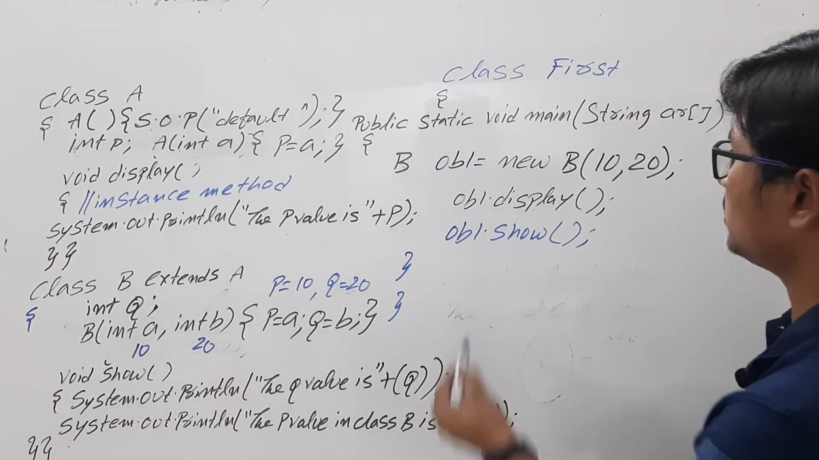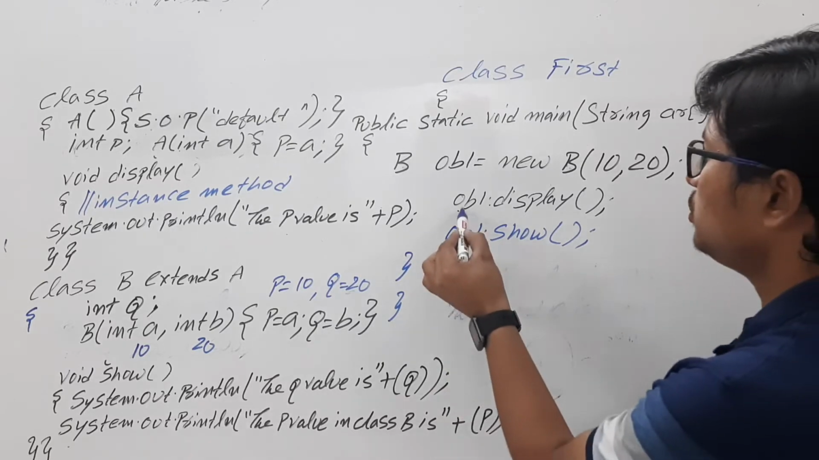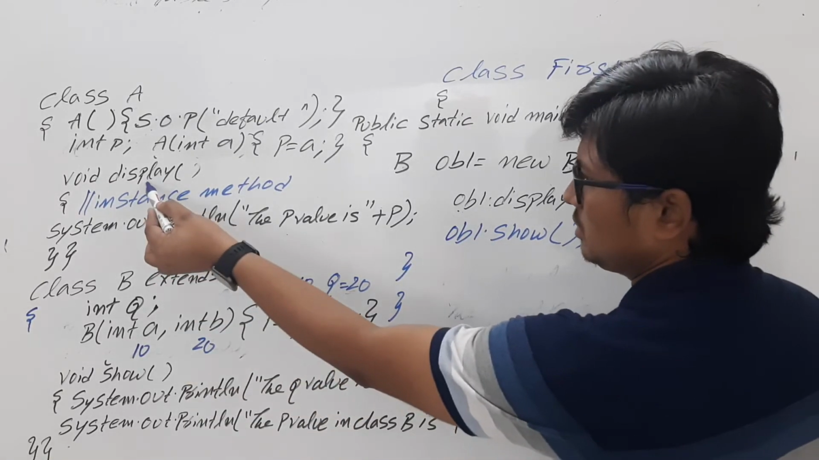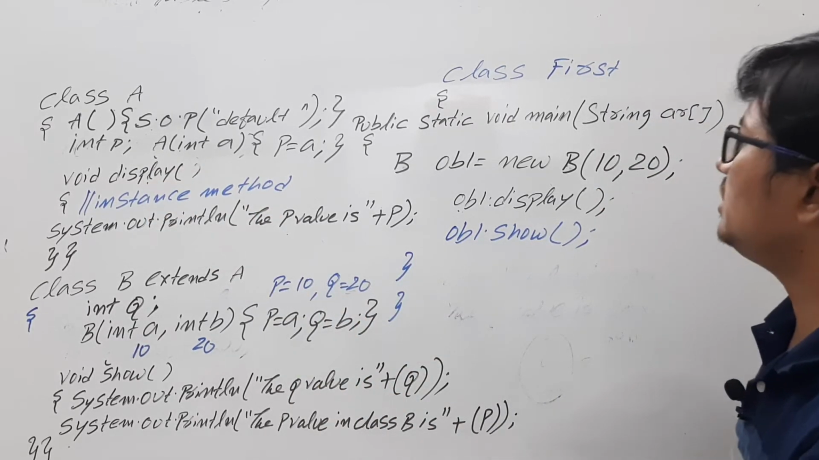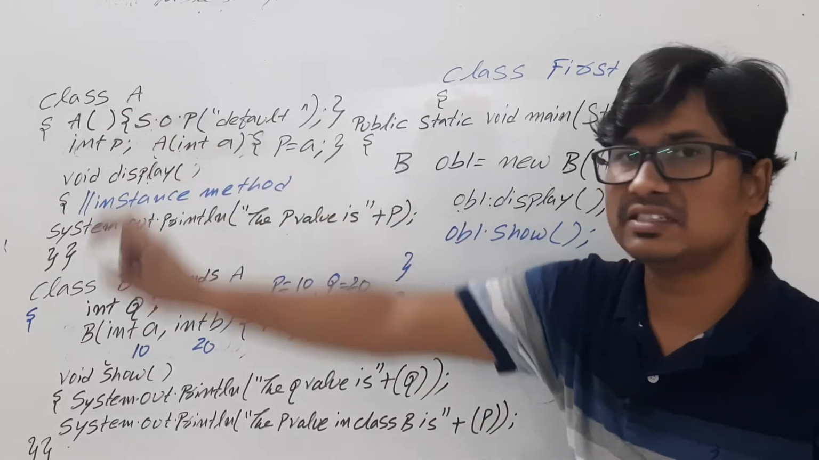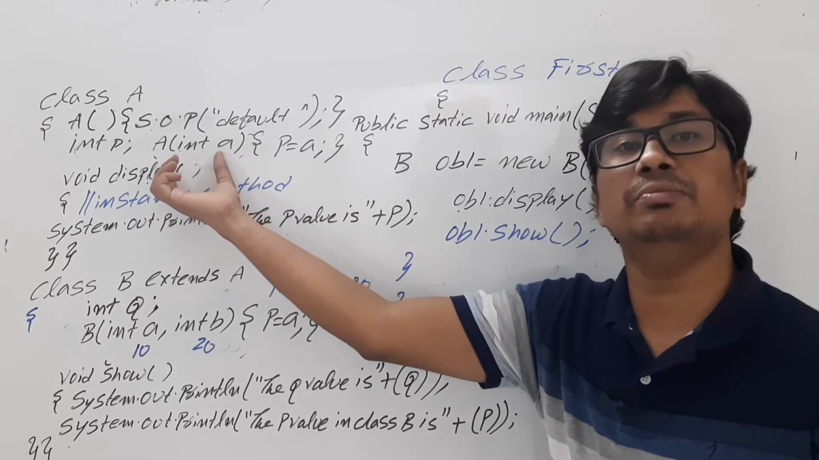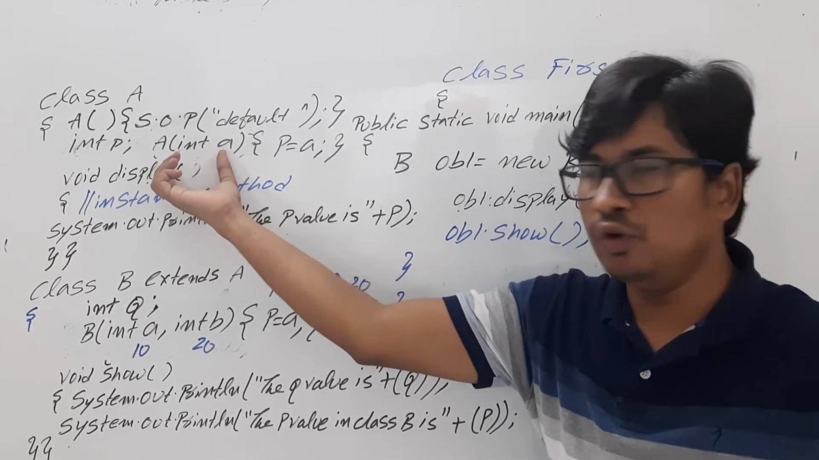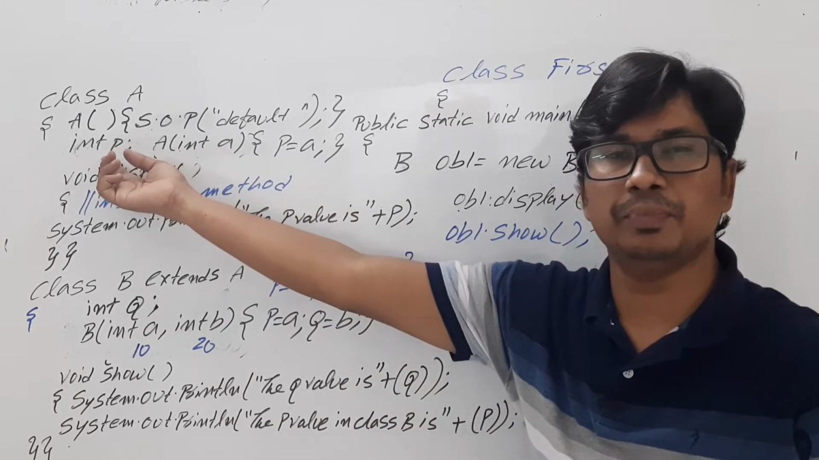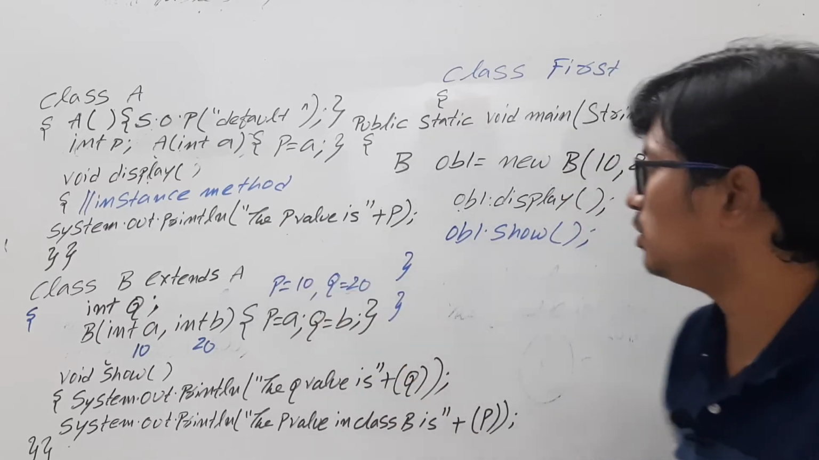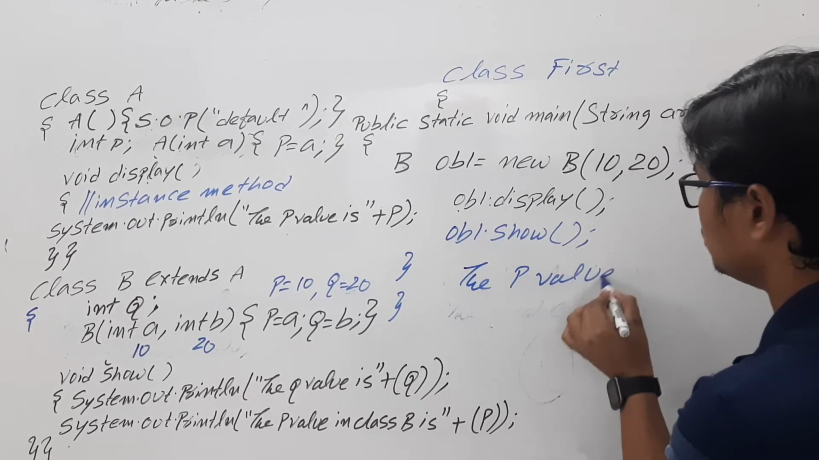So what are you doing? You are calling the display method using the object called ob1, so this will be invoked. Have you assigned any value to the variable p? No, because you did not create any object for the class A. If you do not create an object for the class A, how will this constructor be invoked? This one will not be invoked. So as you do not assign any value to p, it will give the default value as 0. So this will give the statement as the p value is 0.